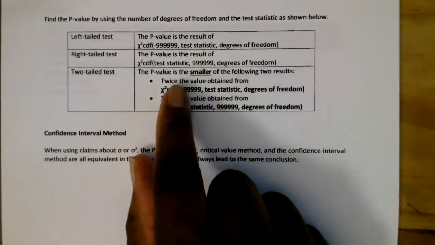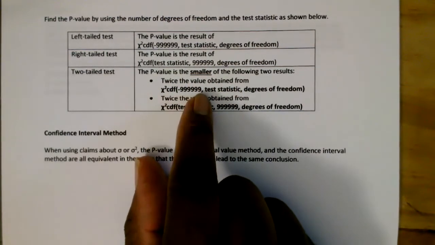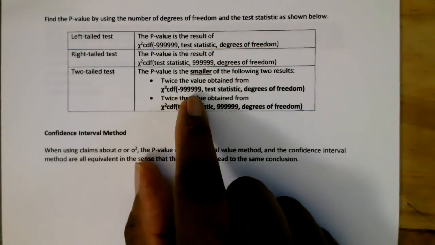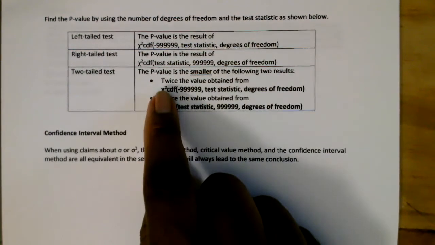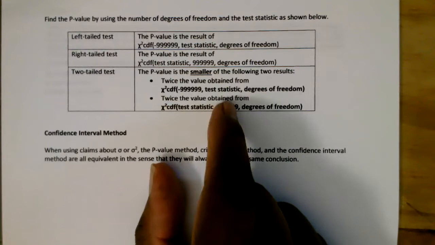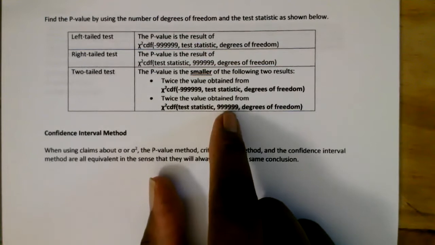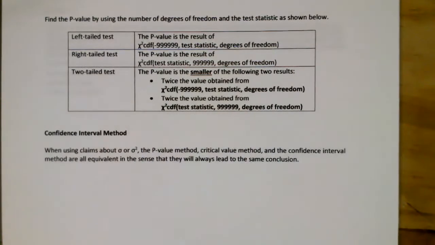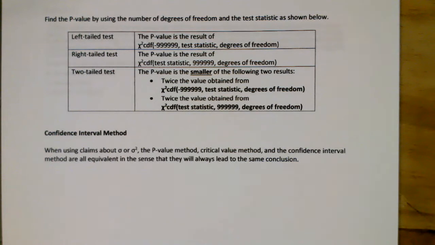these two results, and that's going to be this: twice the value obtained from this, a negative with 6 nines, then test statistic, then degrees of freedom under the chi-square CDF command, or 2 times the value obtained from this, the test statistic, and then 6 nines, and then degrees of freedom under chi-square CDF. You're going to pick the smaller of the two for a two-tail test. And why do we do twice? Because it is a two-tail test.